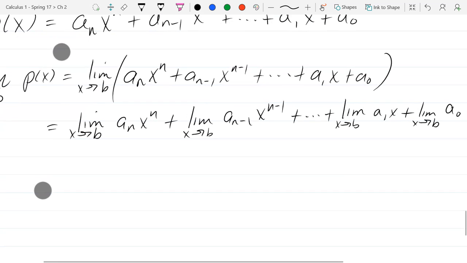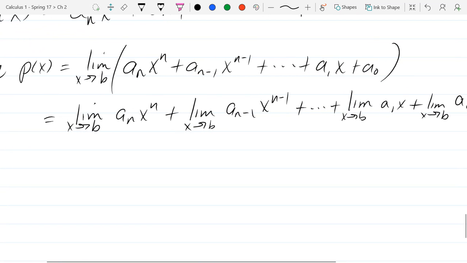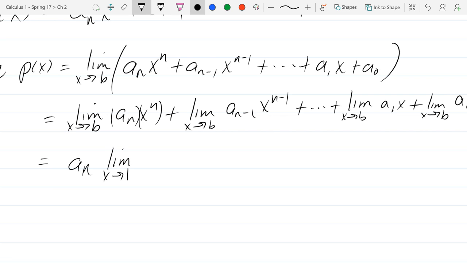So let's take these limits now. So what rule can I use? I'm going to go left to right. What rule can I use on the leftmost limit? So there's a power rule, but first I have to deal with, if you break this down, there's really a product before you take a power. So we'll do the product first, constant multiple rule. a_n lim as x approaches b of x to the n, plus the same exact thing here, we're going to bring the constant multiple through the limit.